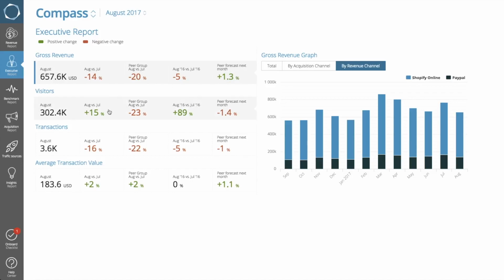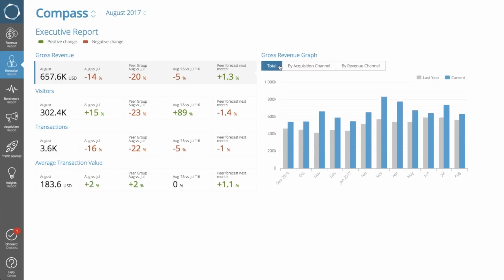Interestingly, we see that this store increased visitors by 15%, which is great, particularly compared to their peer group. However, if we look at an increase in visitors of 15% and a decrease in revenue by 14%, we can deduce that they're having challenges with their conversion rate.